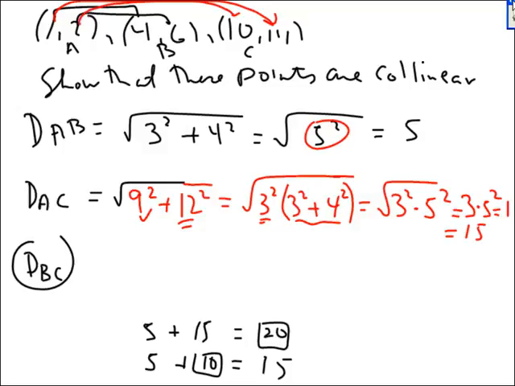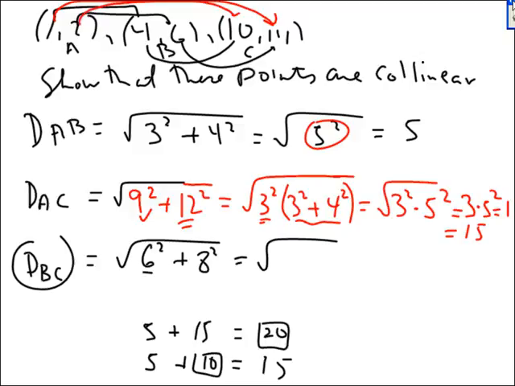Okay, B to C. From 4 to 10, 6. Square it. Plus 6 to 14 is 8. Square it. And you know what? These numbers are even, so I know I can factor out a 2 squared, and 2 times 3 is 6. So 2 squared times 3 squared is 6 squared, plus, again, 2 squared times 4 squared is 8 squared.